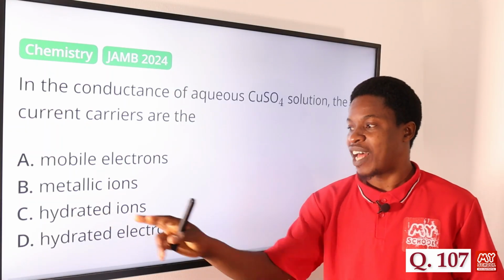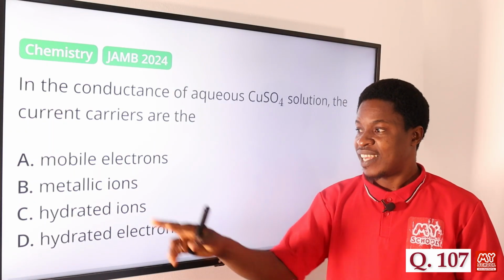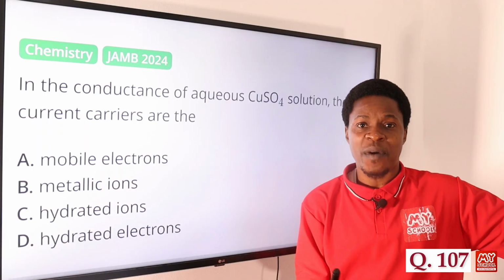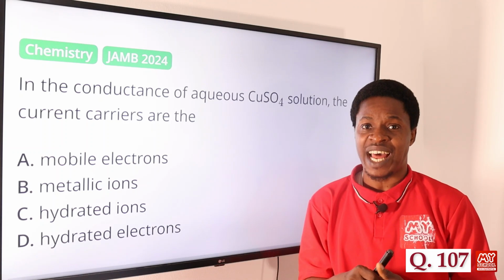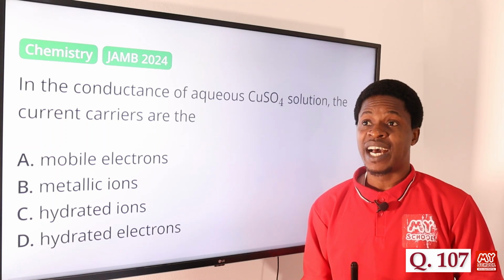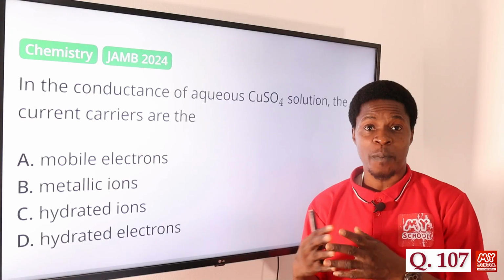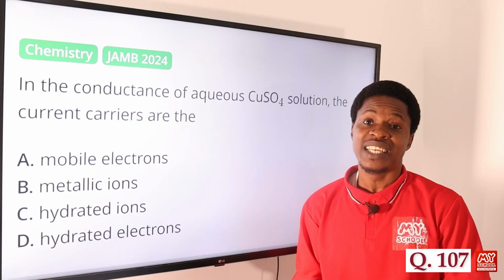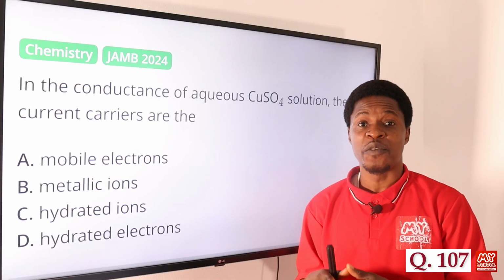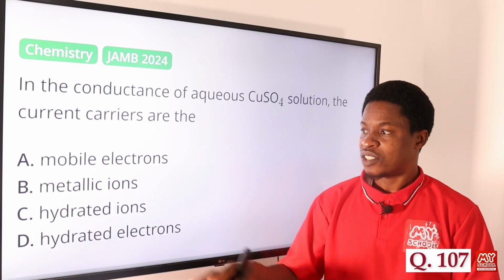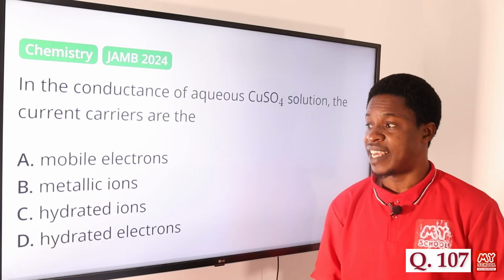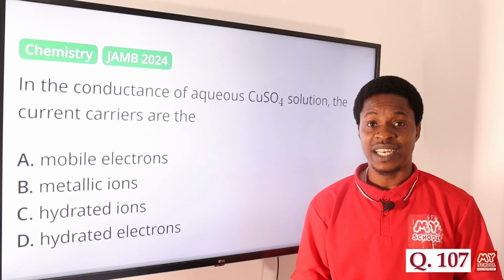Well, hydrated ions would have been possible because they are dissociated in water, but the strong one in it is the copper. Copper ion is what is dissociated, and you know generally that copper salts are metallic salts, and metals are good conductors of heat and electricity. So this is not the answer option. This is hydrated electrons. So the correct answer here is option B, metallic ions.